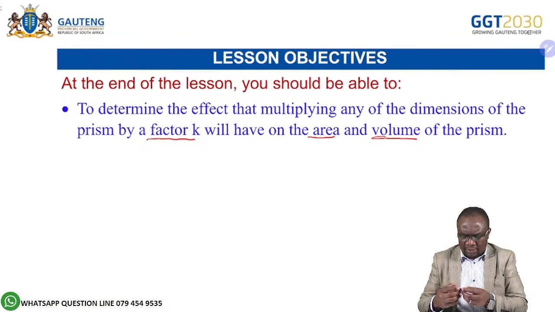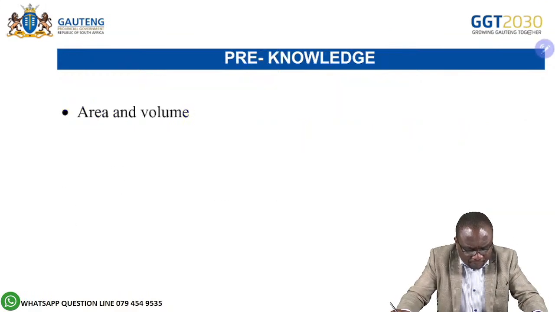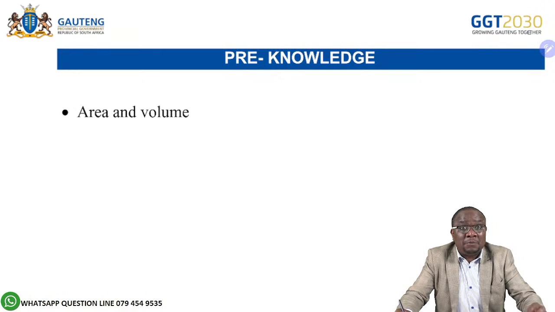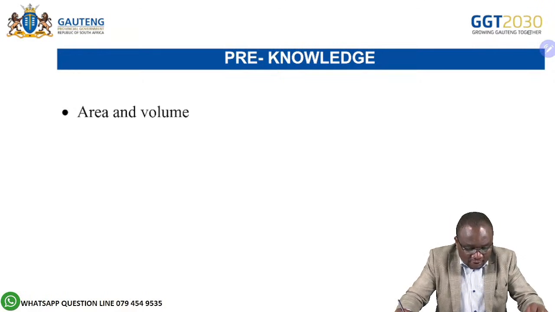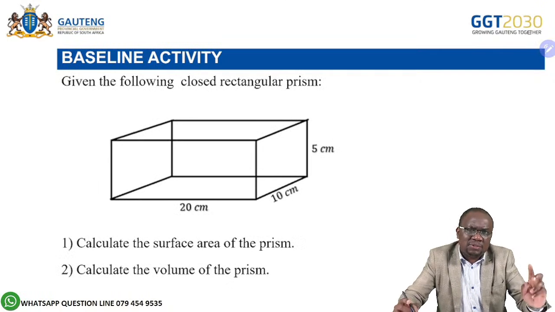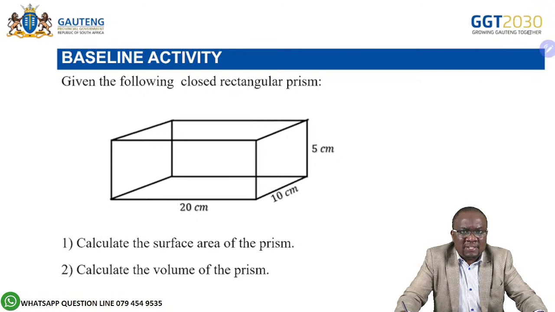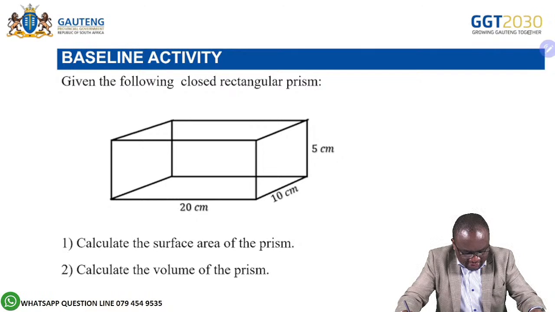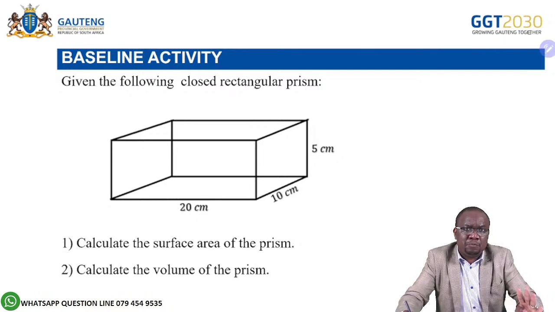Now, let's start our lesson. We have done area and volume in the previous lesson, so we're going to use that in today's lesson. Just to redo what we did, I want us to do these two questions. Calculate the surface area of the prism, and then calculate the volume of the prism. Do both questions in 5 minutes. Then after 5 minutes, we'll discuss the answers, and then we move on to the main objective of today's lesson. Let's try to do this in 5 minutes.